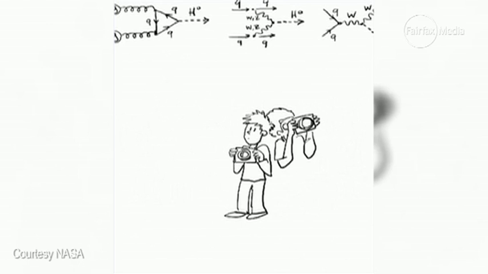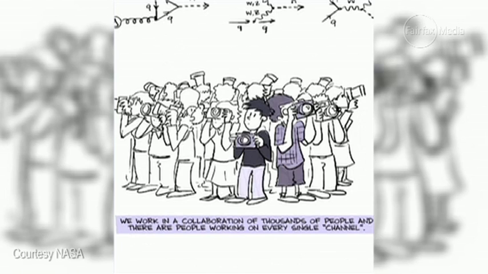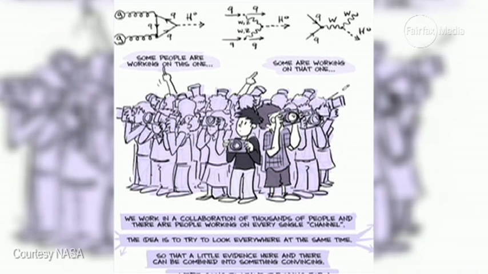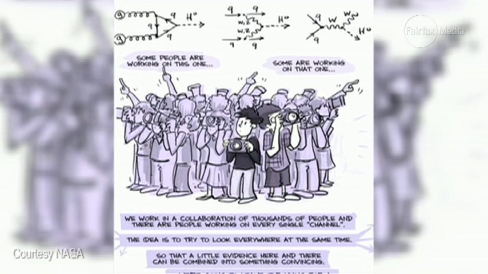But there's lots of other things that make the Higgs. There are 10 other ways you can see the Higgs, and people are working on those too. We work in a collaboration of thousands of people, and there are people working on every single channel. Some people are working on this one, some on that one. The idea is to look everywhere simultaneously, so that a little bit of evidence here, and a little bit of evidence there, can be combined into convincing evidence. So we're going to leave it running for a long time and hope that something new pops out.